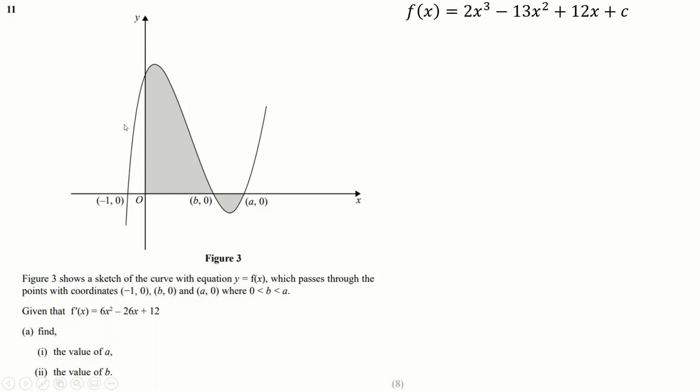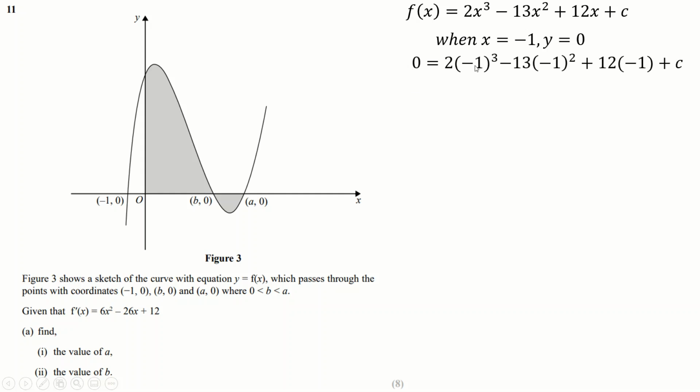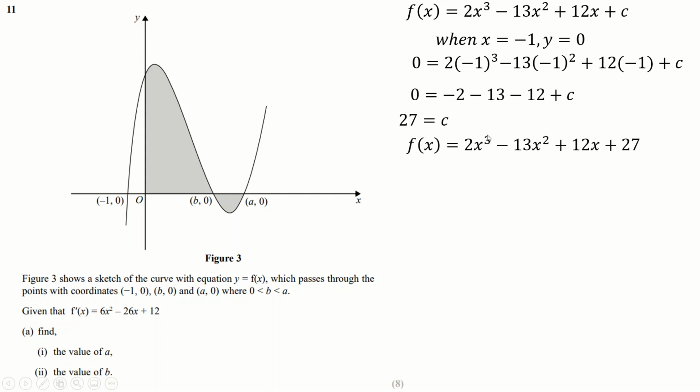Looking at the picture here, I know that when x is minus 1, y is 0. So let's put that information in. Y is equal to f of x, of course, so put that in as 0 here. So 0 there, put x is minus 1 in. You eventually end up with c is 27.